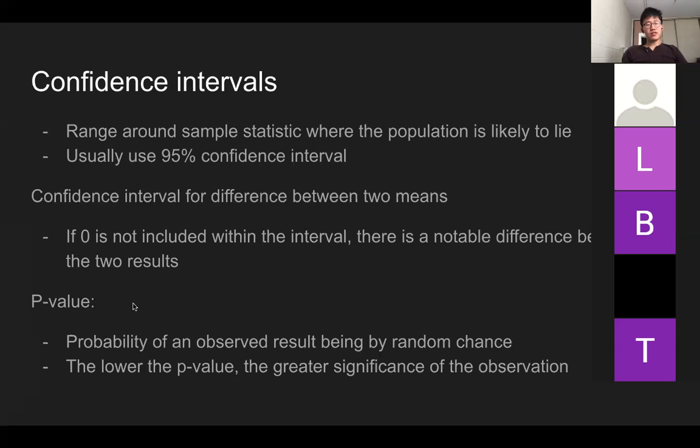Your p-value is the probability of an observed result being by random chance. This normally follows a result, and it's just that the lower the p-value, the greater the significance of the observation. I don't know how likely these things are to be tested in isolation. You just have to get a rough understanding of them.